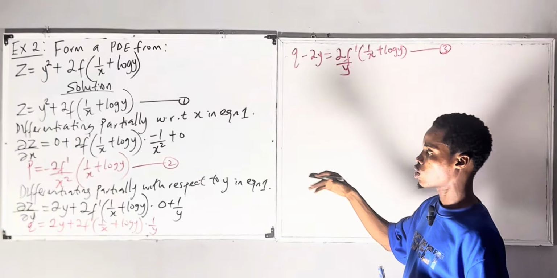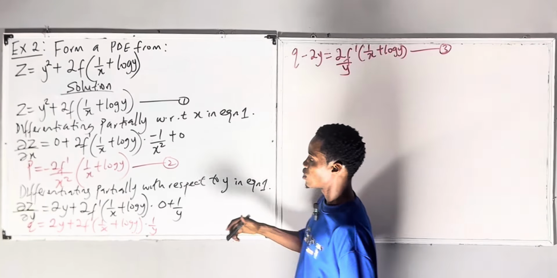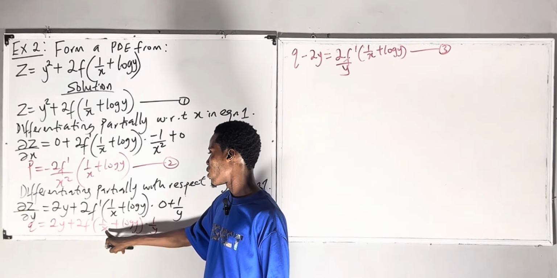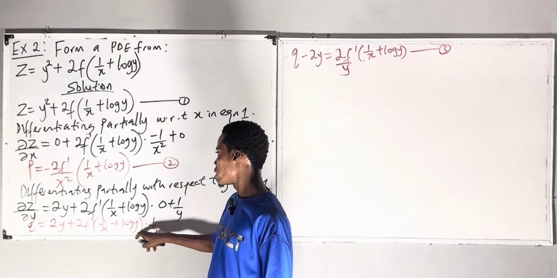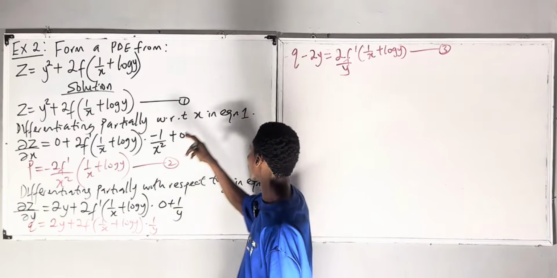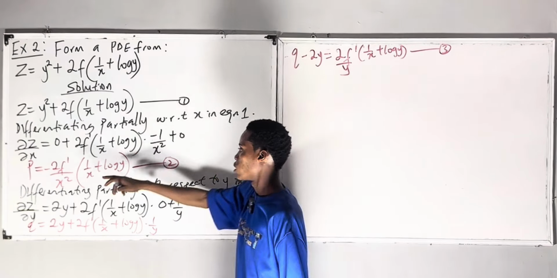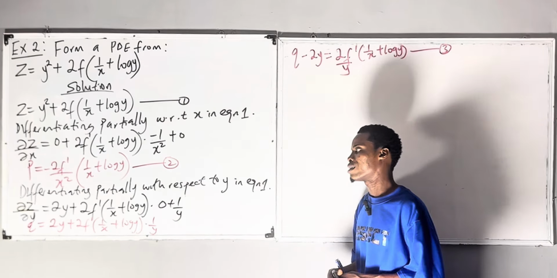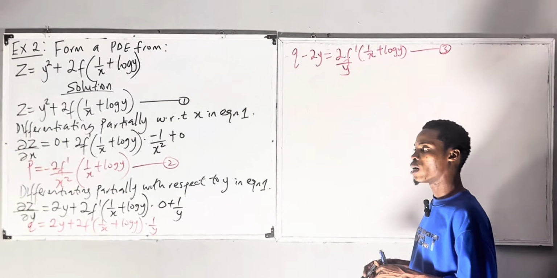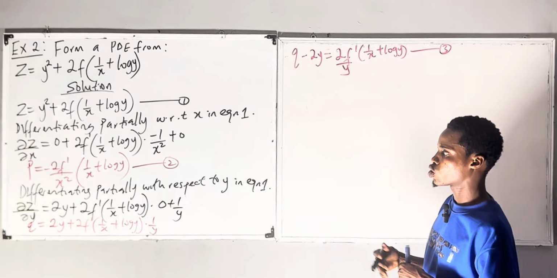So if you check equation 2 and equation 3, you can see that f prime (1/x + log y) is common to both. This is equation 2, and this is equation 3. So we can divide equation 2 by equation 3. Let us divide equation 2 by equation 3.